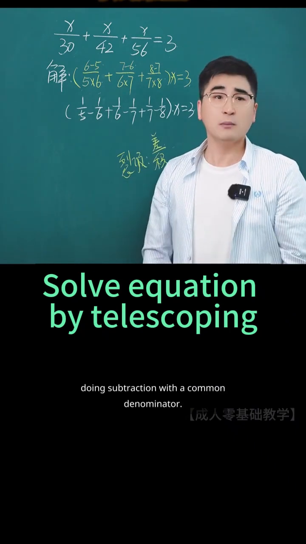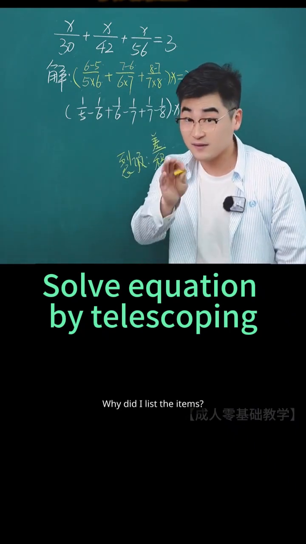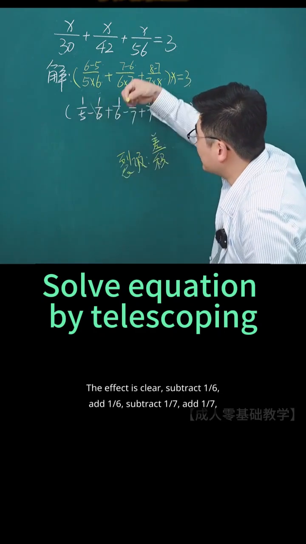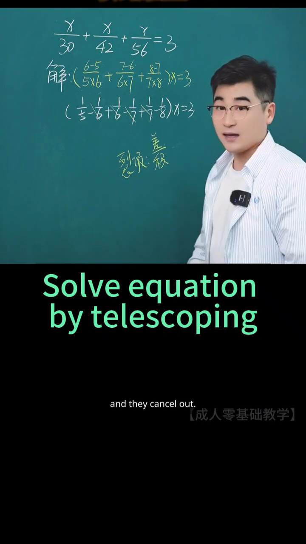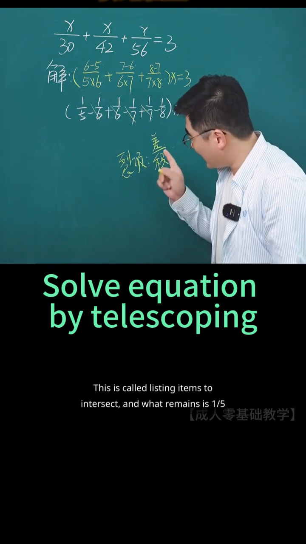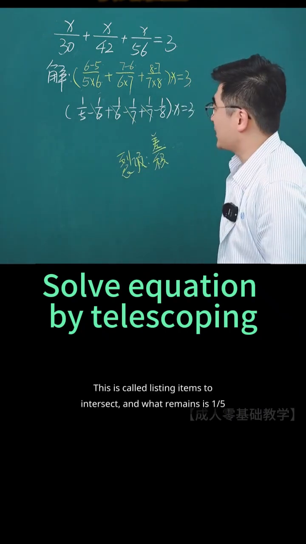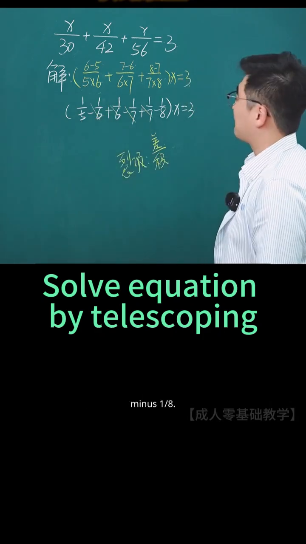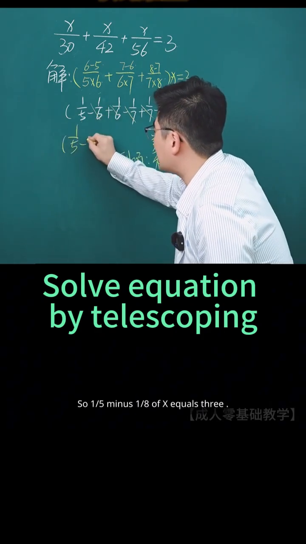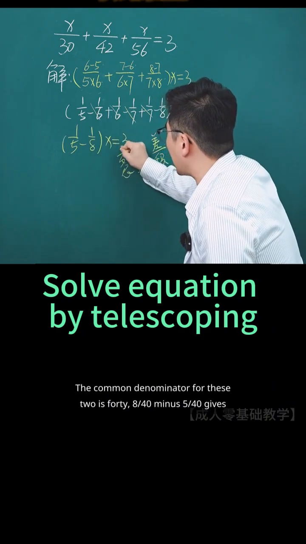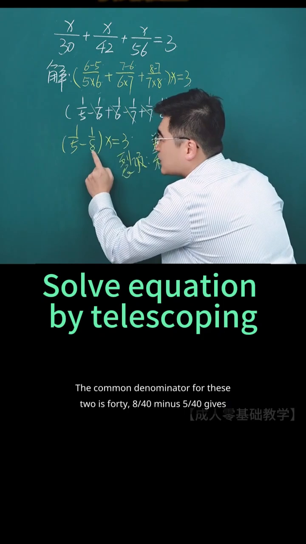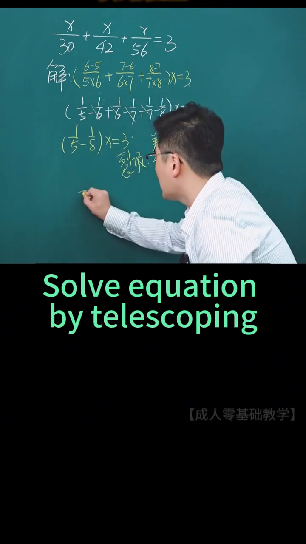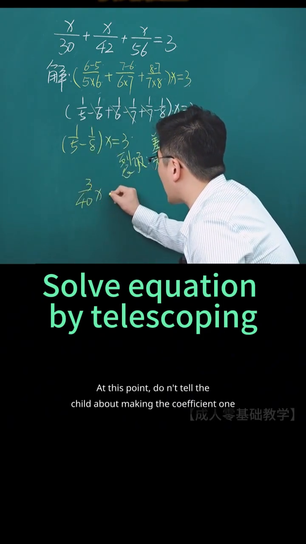Why did I split the terms? The effect is clear. Subtract 1/6, add 1/6, subtract 1/7, add 1/7, and they cancel out. This is called splitting terms to cancel. And what remains is 1/5 minus 1/8. So (1/5 minus 1/8) times x equals 3. The common denominator for these two is 40. 8/40 minus 5/40 gives 3/40. 3/40 of x equals 3.